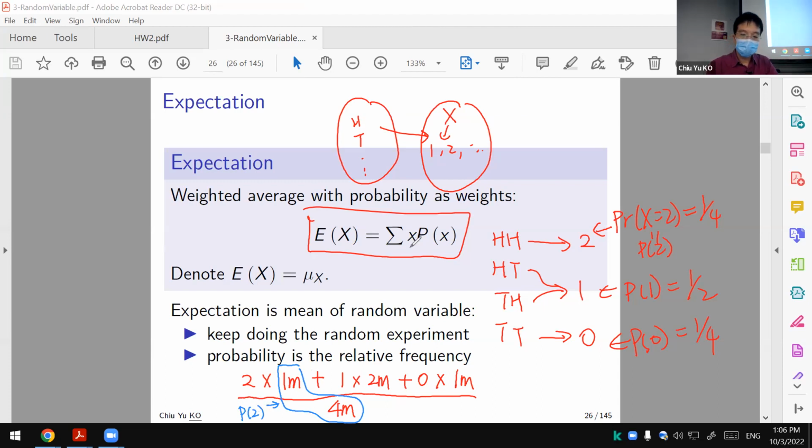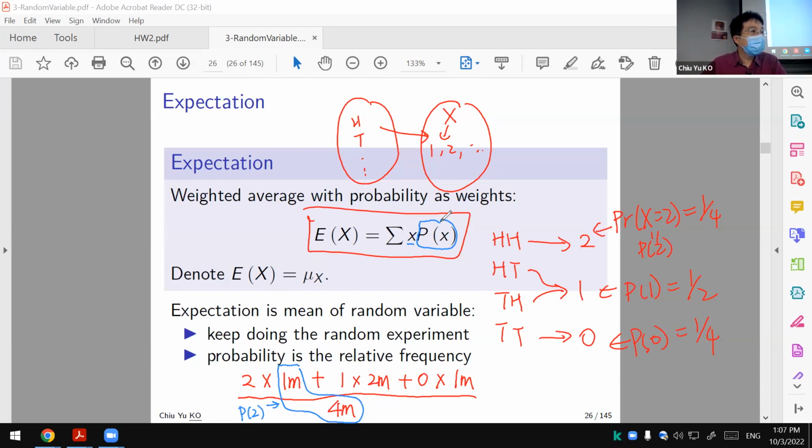You multiply the value of the random variable by its probability function, that's P of X. P of X is the relative frequency, because probability can be considered as relative frequency. And that is what the mean means. It's a weighted mean, but weighted by relative frequency, which is exactly the meaning of mean.